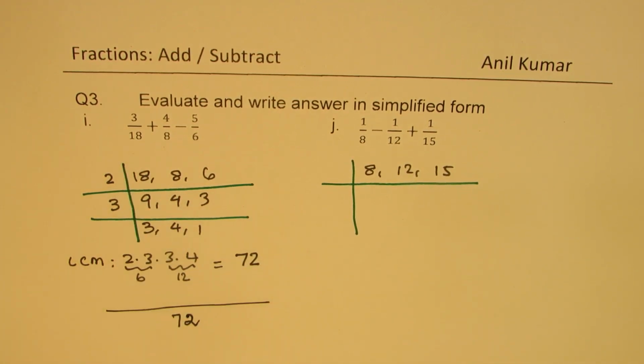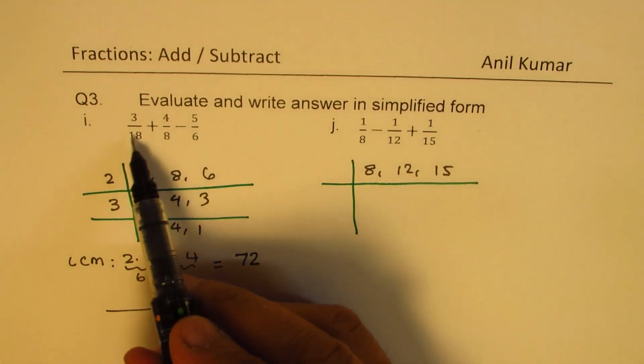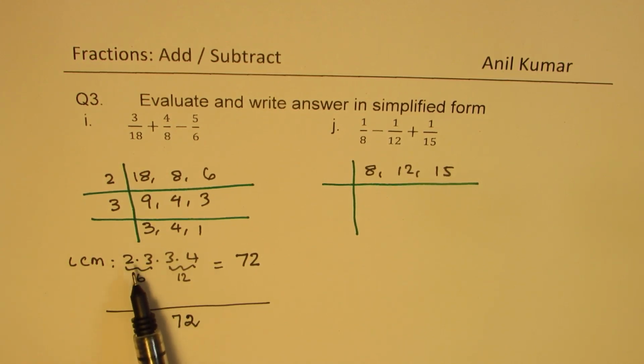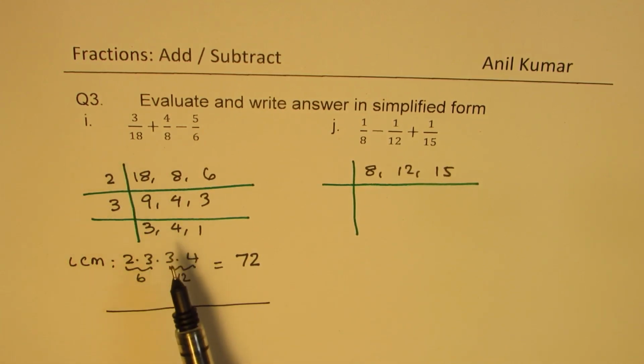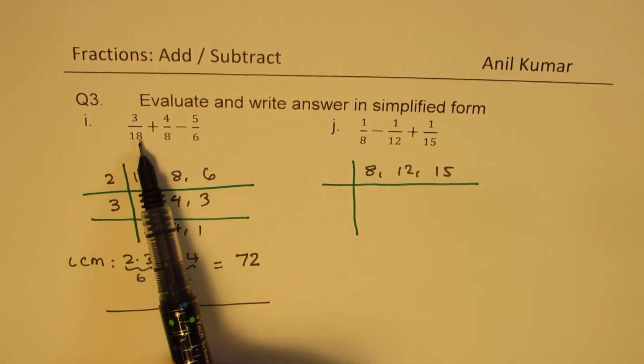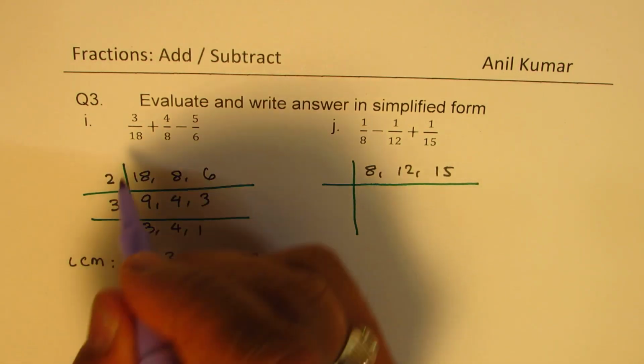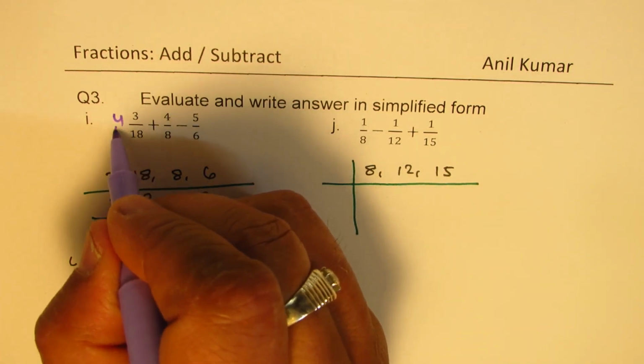To get 72, what should you multiply 18 by, right? So that is kind of tricky. So we already have 18, and we should multiply 18 by what to get 72? 18 times 4 is 72. So we have to multiply by 4. So this number gets multiplied by 4, right?